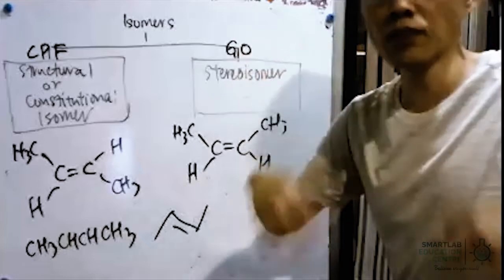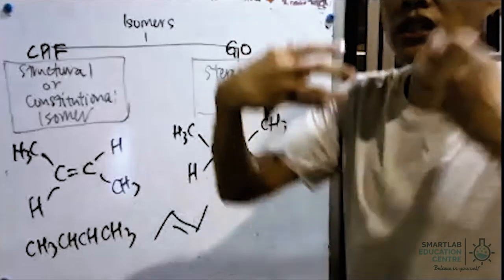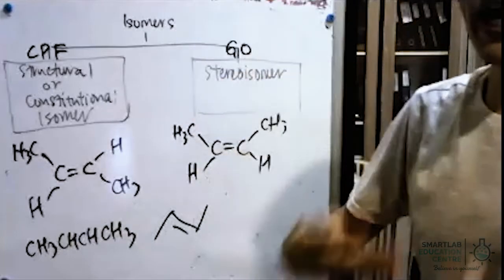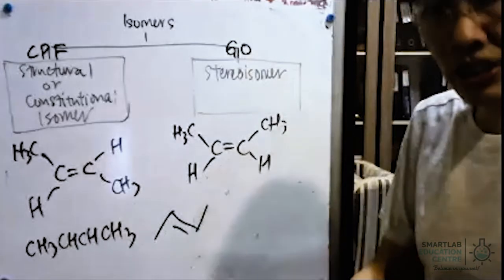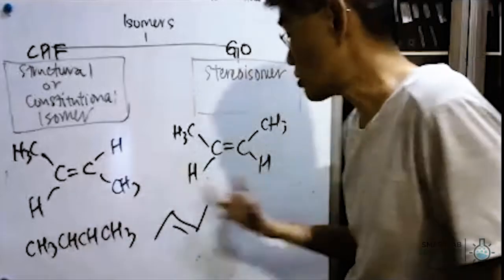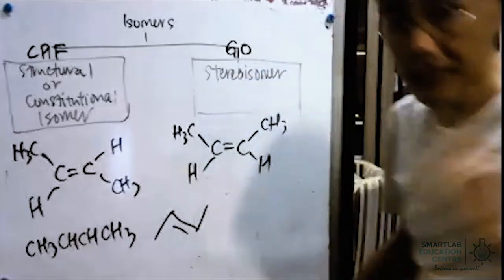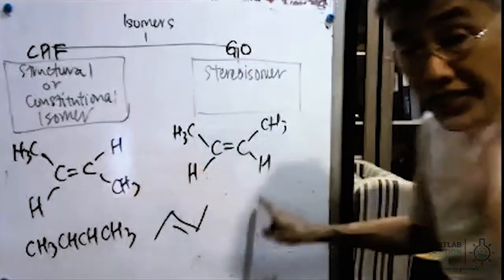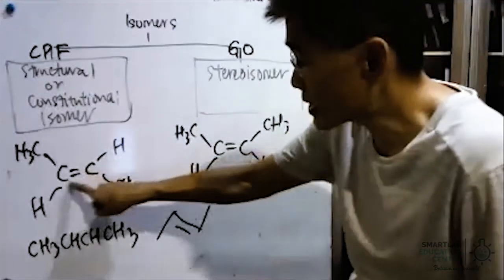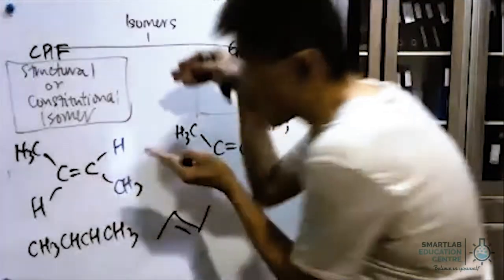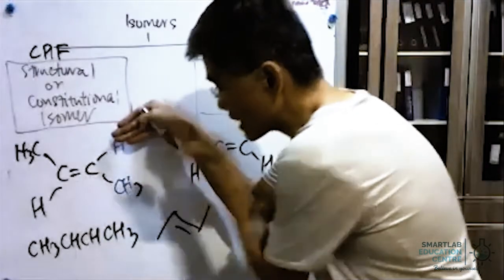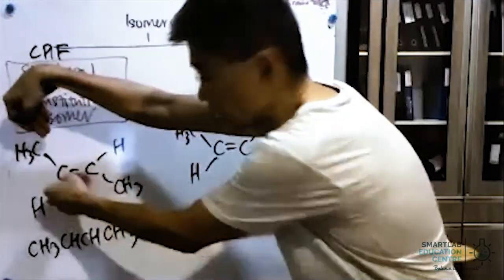So the first thing you need to understand is that any organic compound capable of displaying geometric isomers needs a C to C double bond. That's the first criterion. Second criterion, in order to really display geometric isomerism, the carbon atoms involved in the C to C double bond must have two different groups attached to them. This and this cannot be the same. This and this cannot be the same.